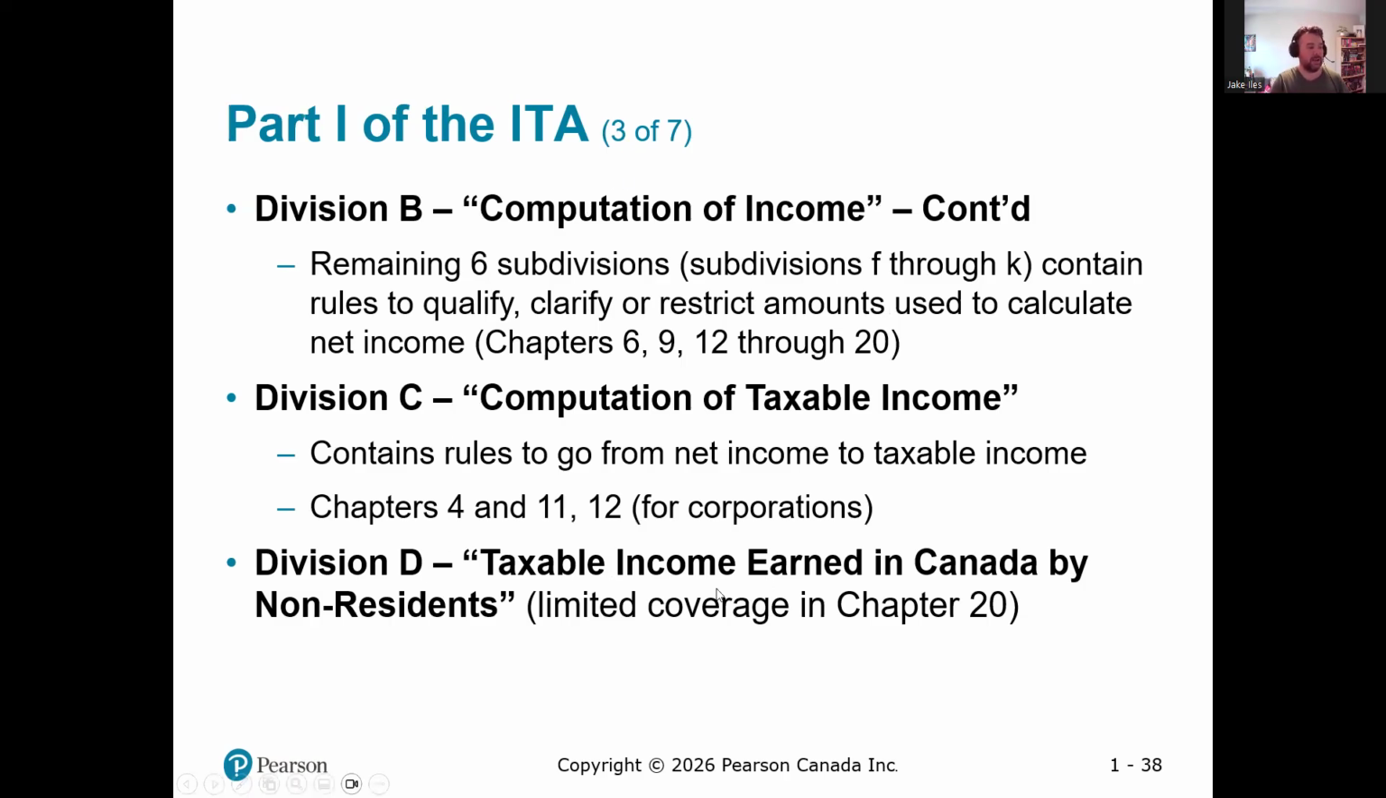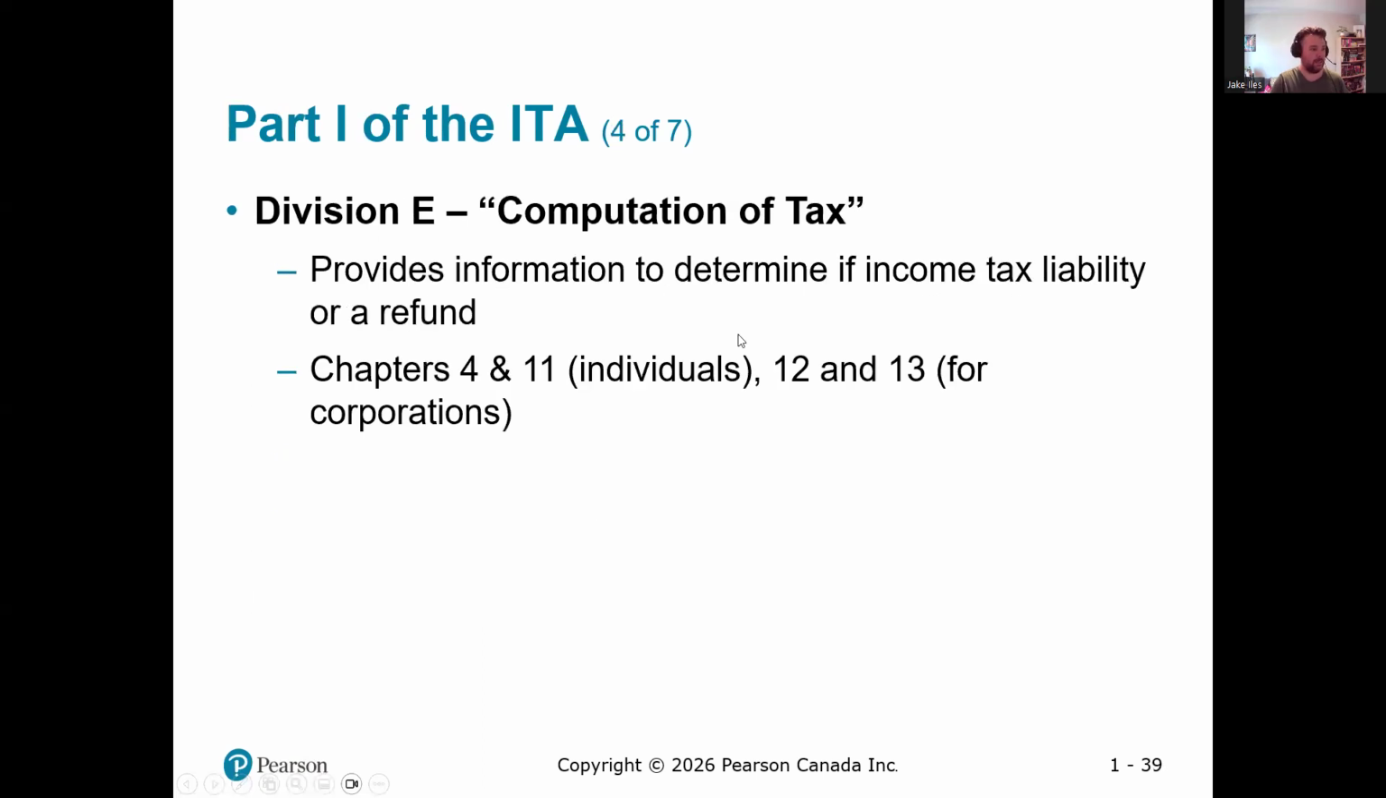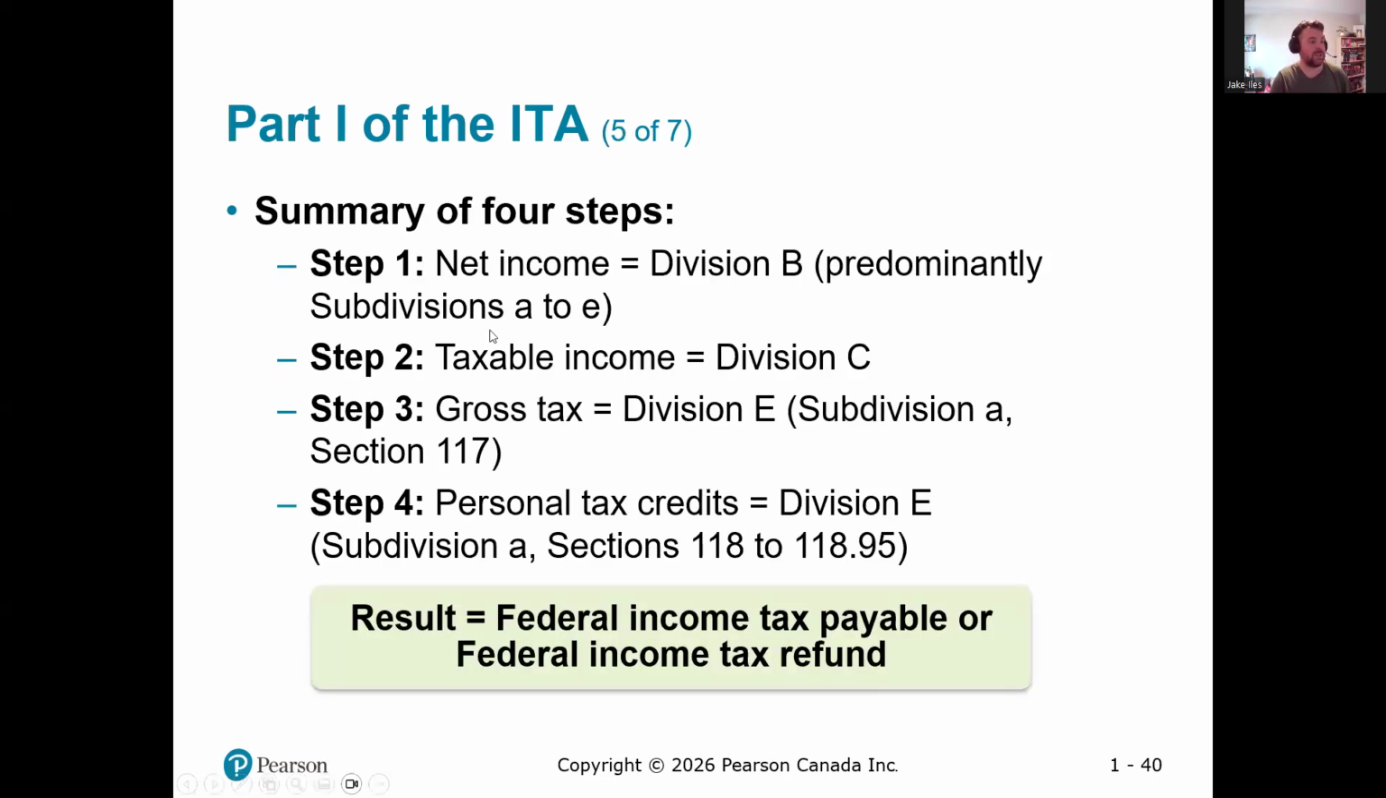Division D is income earned for non-residents. And Division E, now that we have our taxable income calculation, is where we compute the taxes, and we'll get into those at the beginning of chapter 4. So to summarize the 4 steps: net income, taxable income, then we apply the gross tax, and then that gross tax will be reduced by certain personal tax credits.